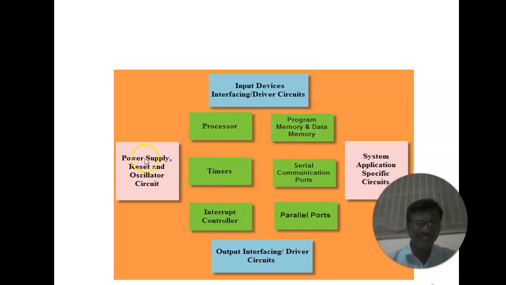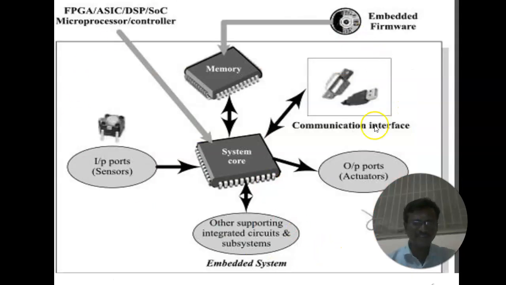In addition to that, it has power supply and oscillator circuits, and there are system application specific circuits also available. In addition to that, it has input devices and output interfacing circuits. So these are the main building blocks inside of that. We will see one by one what the functions of these things are. And this is totally called an embedded system.